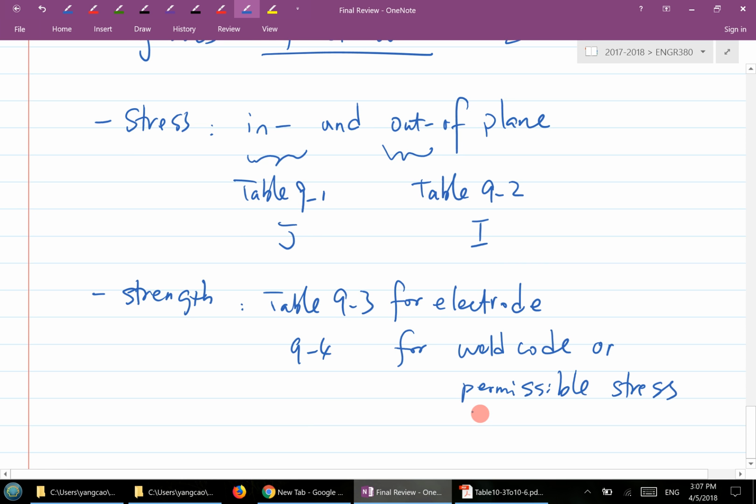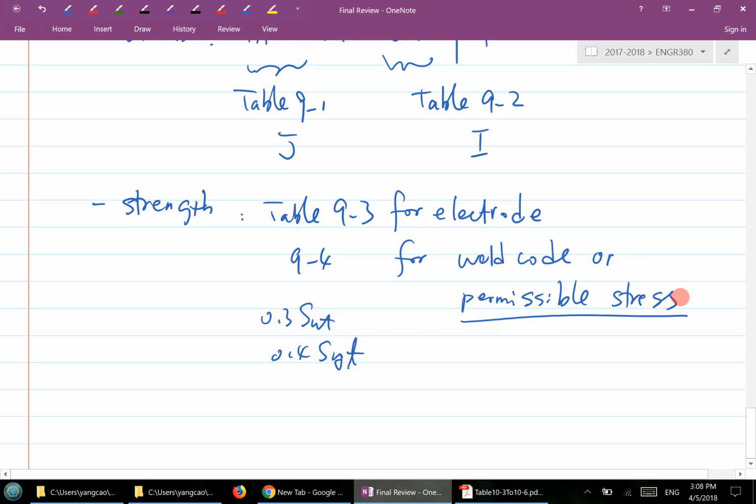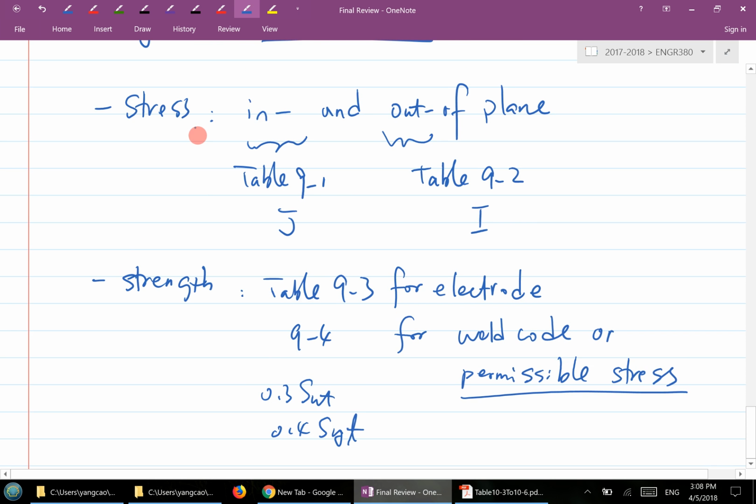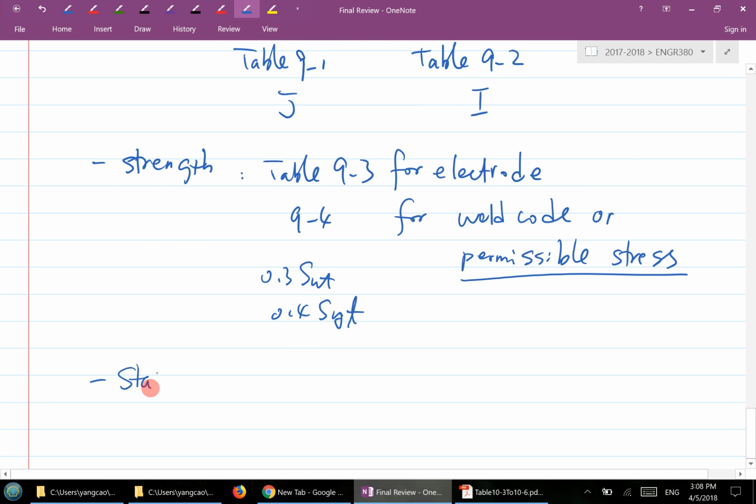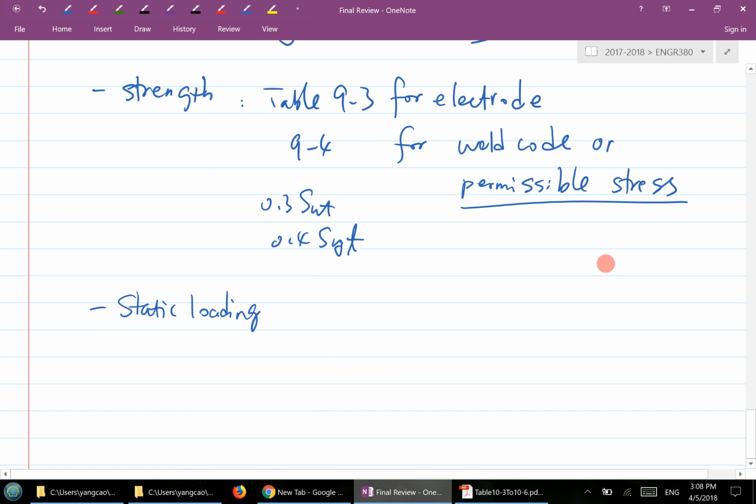I gave you an example in class of how to calculate the permissible stress. The idea is we consider our fillet weld as a combination of the base metal and the electrode. So you need to find the material property for all three members first, then find the minimum for each one, then calculate based on Table 9-4. One is 0.3 SUT, one is 0.4 SYT. The minimum of these two will be the permissible stress, which you use to compare with the stress you find from here. Again, we're going to consider static loading only. There is fatigue loading in my lecture notes if you're interested, you can take a look. So that's welded joints.